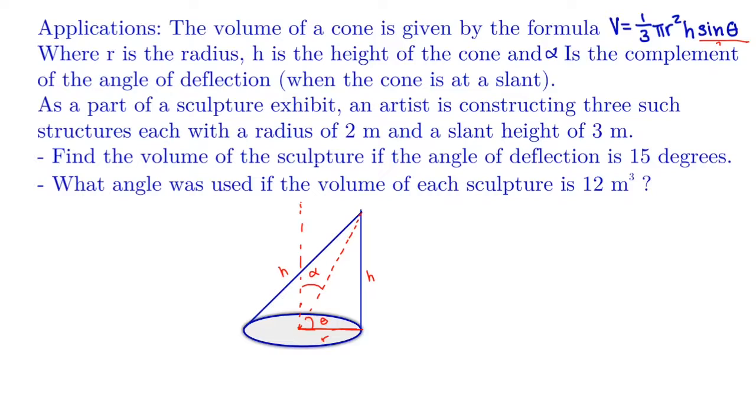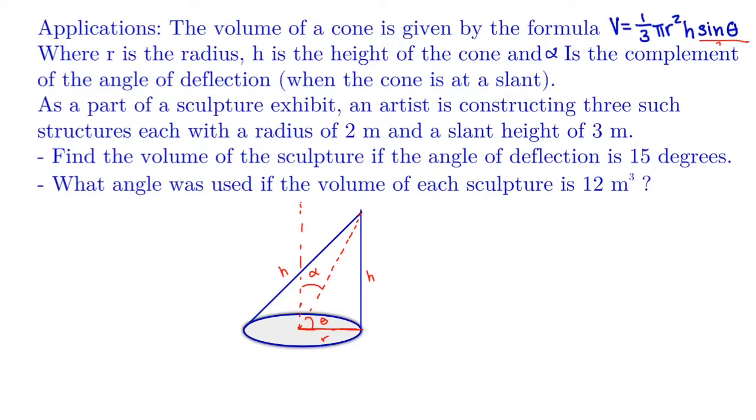Find the volume of the structure if the angle of deflection is 15 degrees, and then what angle was used if the volume of the sculpture is 12 meters cubed. Okay, so again, when we're talking about this problem, we describe the angle of deflection instead of the 15, or the angle from the horizontal, or theta, in accordance with this drawing. So let's first talk about the volume.